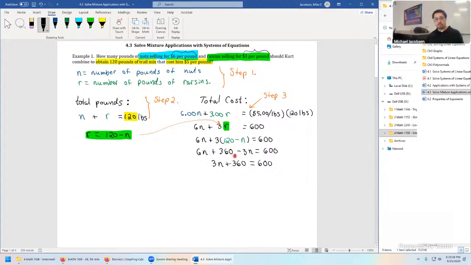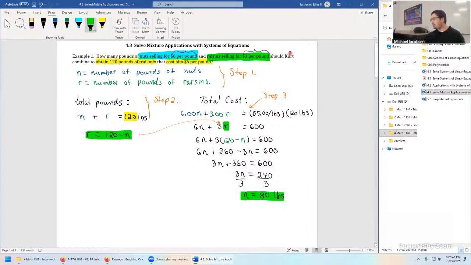Take 600 minus 360 will give us 240. So 3n is 240. And 3 happens to divide in that evenly. 3 goes into 24 8 times, so n is now equal to 80. And this was in pounds, so this would be 80 pounds altogether.